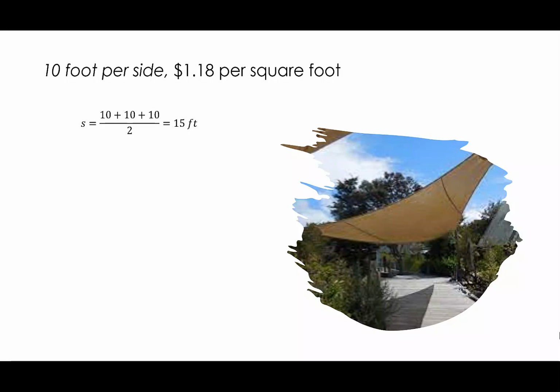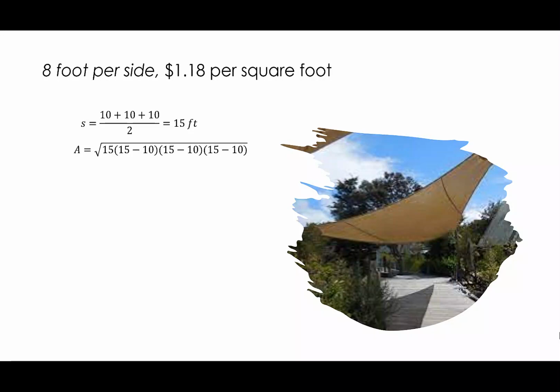To find our value of S, we add 10 plus 10 plus 10 and divide by 2. That gives us a semi-perimeter of 15 feet. We'll plug S into our formula for A. We have the square root of 15 times 15 minus 10 times 15 minus 10 times 15 minus 10 again. Rounding to one decimal place, I have an area of 43.3 feet squared. Multiplying the 43.3 times the price of $1.18 gives us a total cost of $51.09.